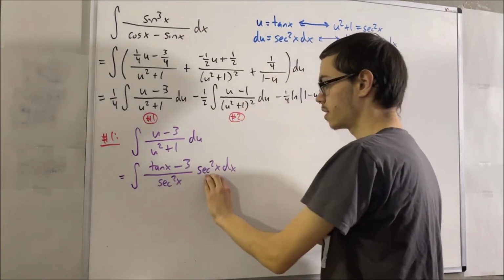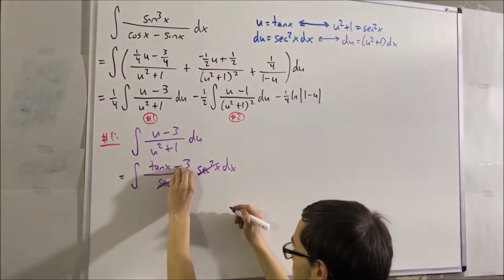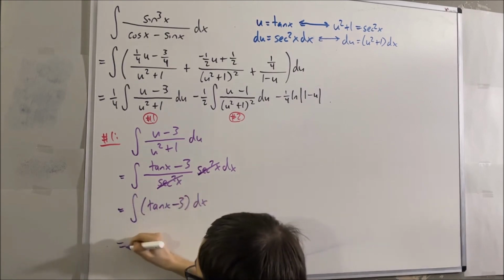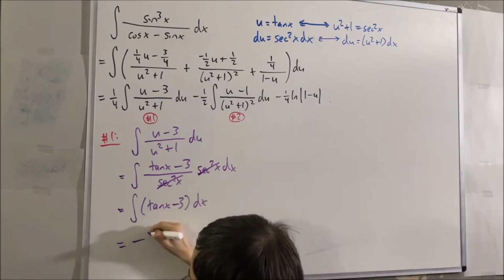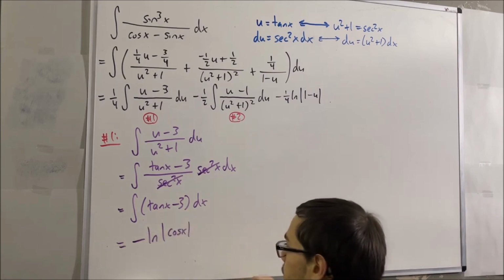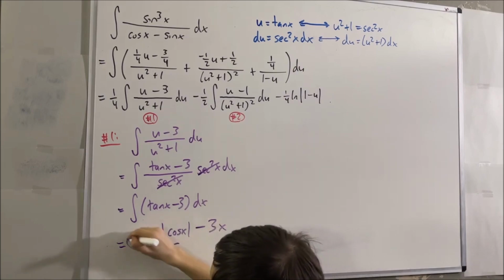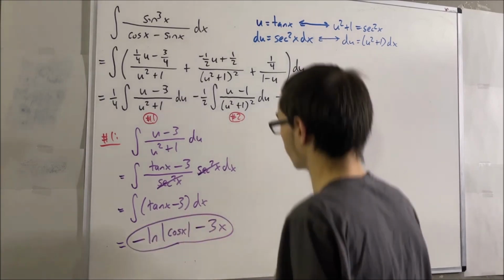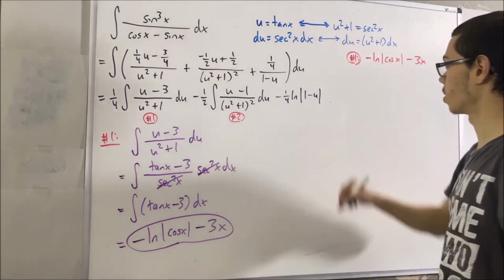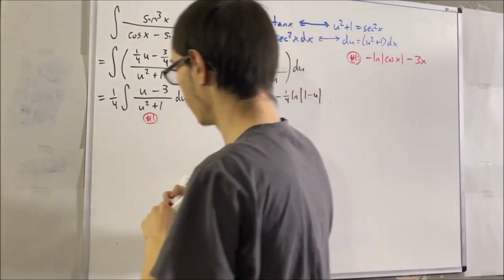Because notice that secant squared cancels out with secant squared, and you're left with the integral of tan x minus 3, which is a pretty easy integral to evaluate. Right? If you recall, the integral of tangent of x is the negative natural log of the absolute value of cosine x. And the integral of 3 is, of course, 3x. And so this is what you get for integral number 1. Right? That is integral number 1. Now we have to evaluate integral number 2.